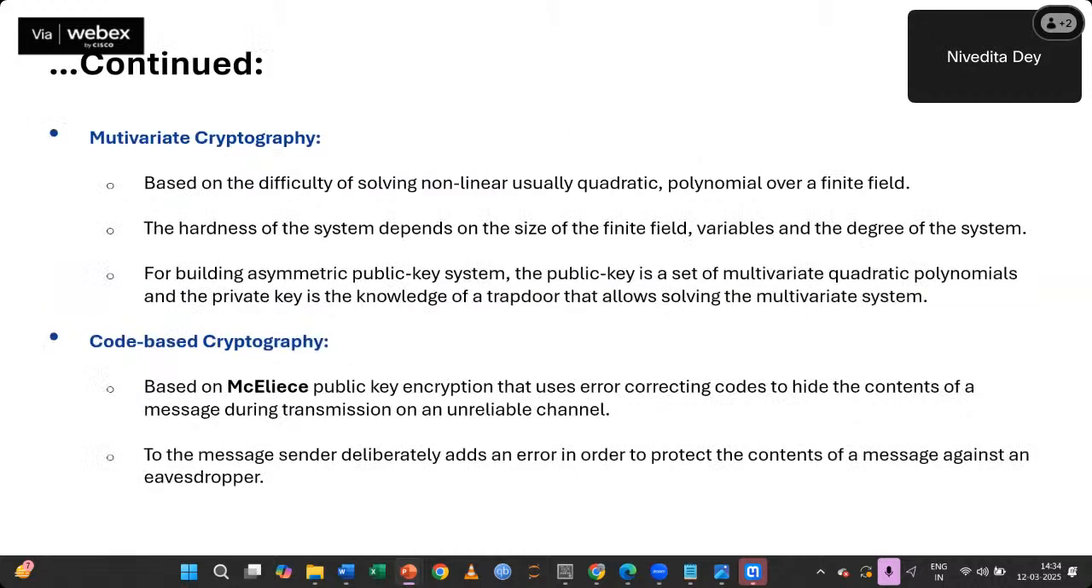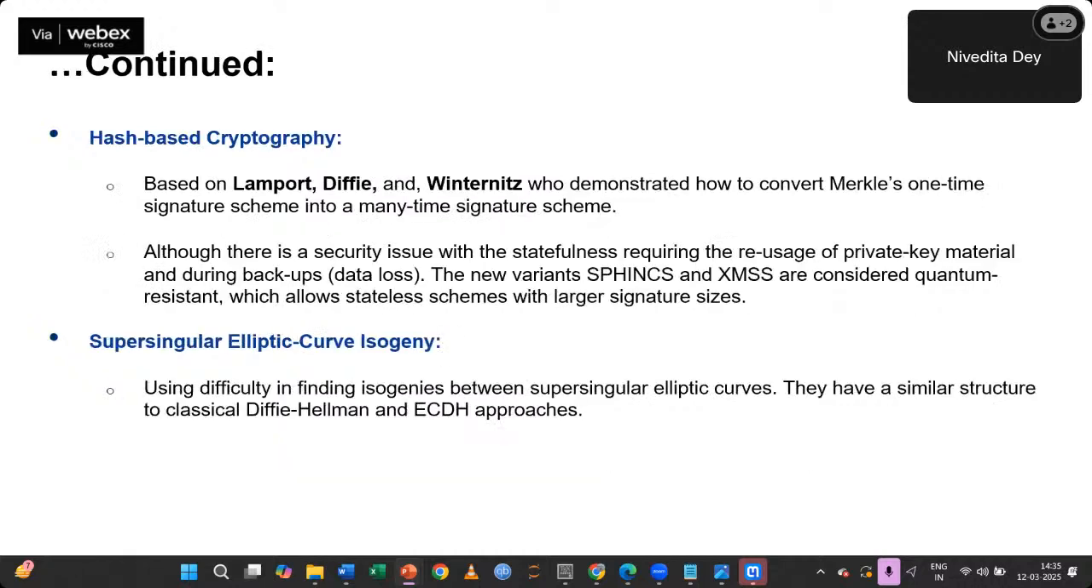Multivariate: here we use a non-linear, usually quadratic, polynomial over a finite field. For code-based, some error-correcting code concepts are being used. For hash-based, I just said XMSS, or extended Merkle signature scheme, that kind of data structure is used, based on the hashing scheme. And supersingular is basically finding isogenies between supersingular elliptic curves.